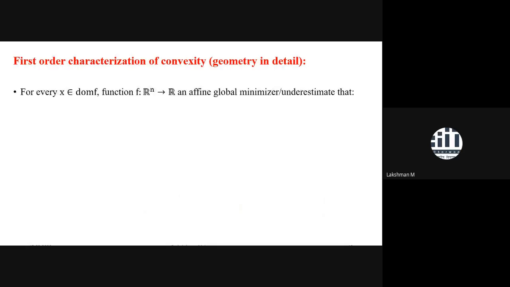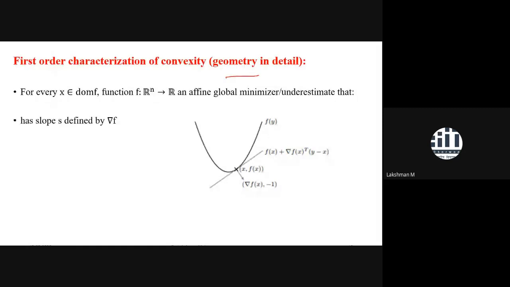So if you observe further, here I will talk about the geometry of the first order characterization. The tangent hyperplane has a slope given by the gradient of the function at point x. The tangent and the function have a common value only at x. Other than x, the function value is always greater than the value on the tangent hyperplane.